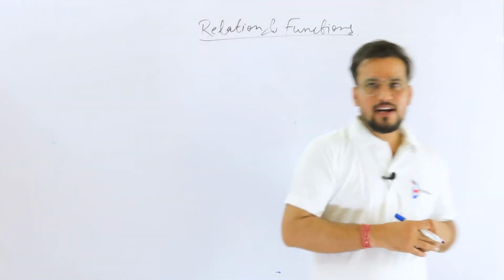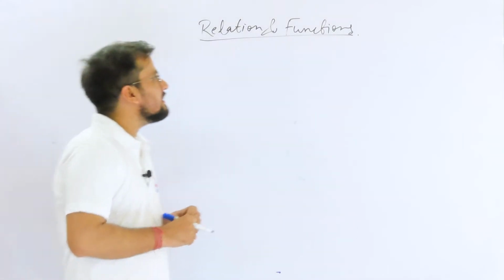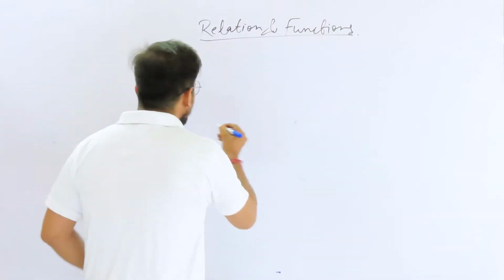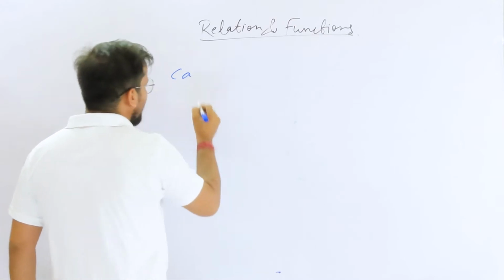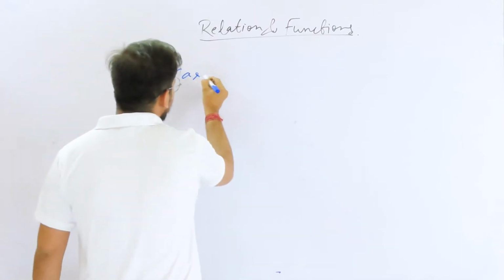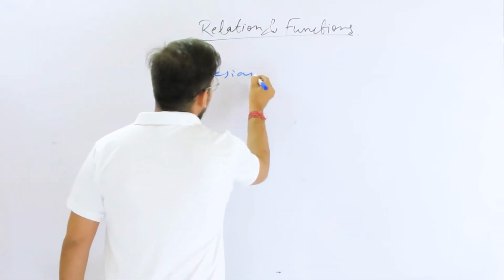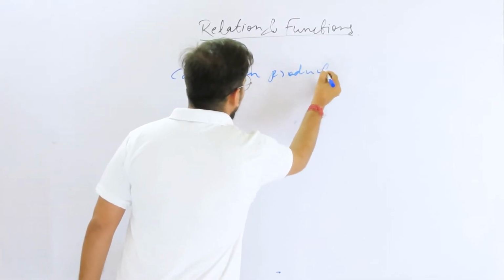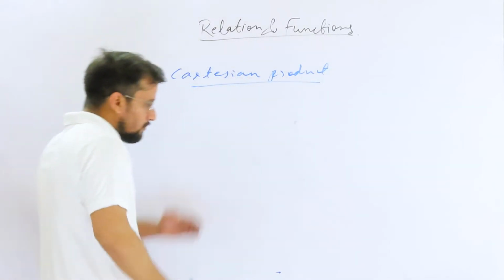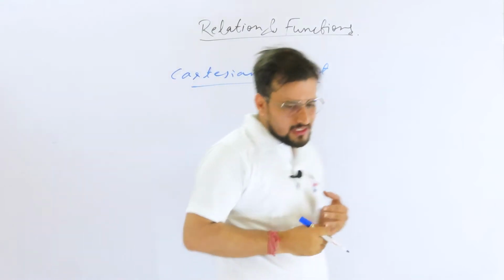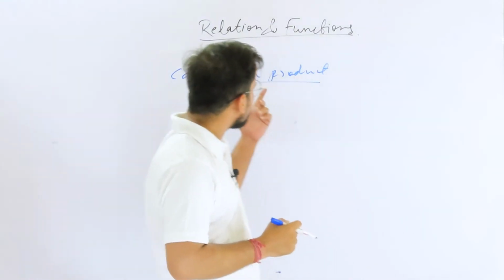Okay, so now in the continuation of the series on relations and functions, today we will be discussing our next and most important topic, the Cartesian product. So guys, before the Cartesian product, we have studied sets and ordered pairs. Now we will be discussing the Cartesian product.